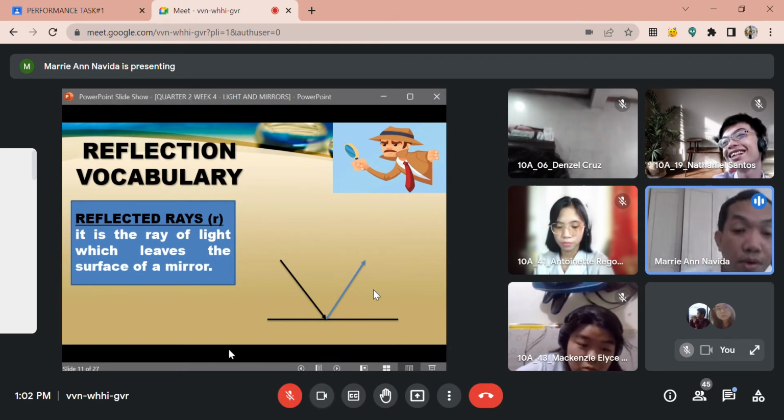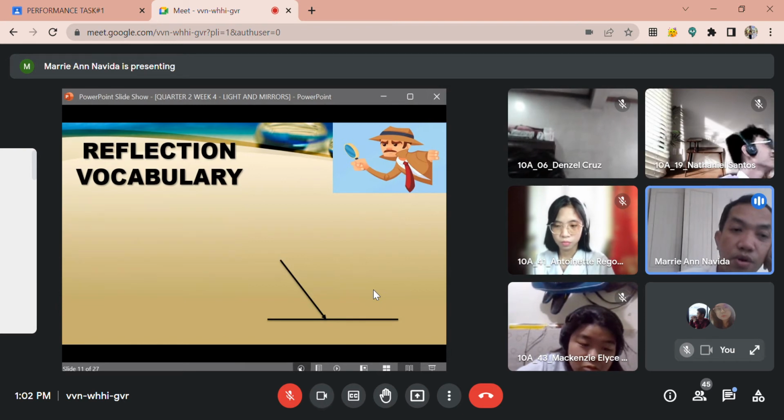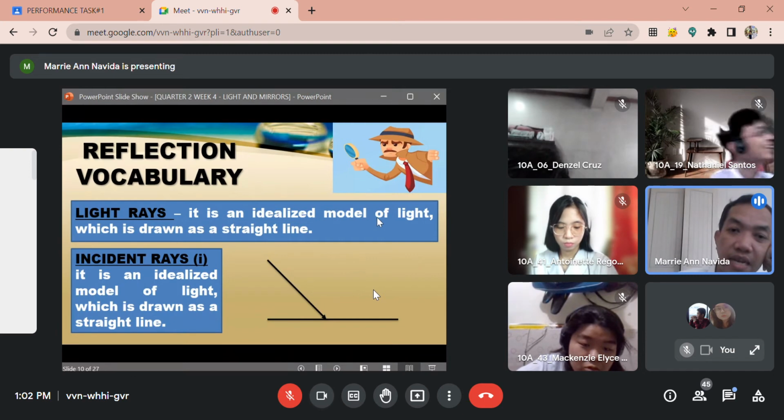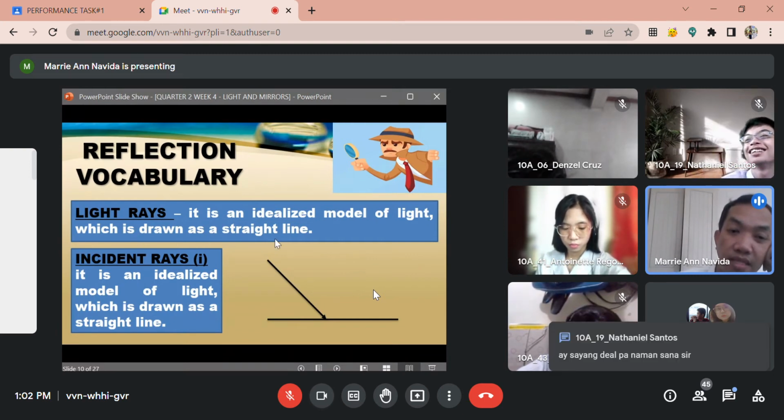Okay? So, going back with this one, when we say light rays, it is an idealized model of light which is drawn as a straight line.